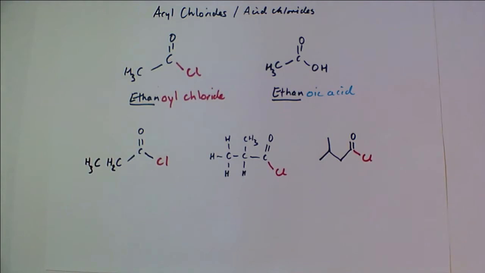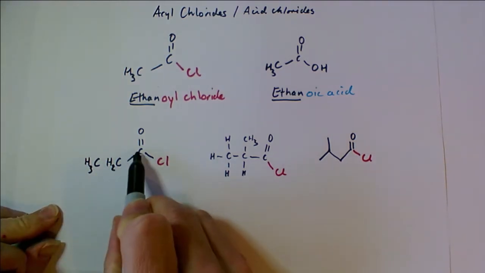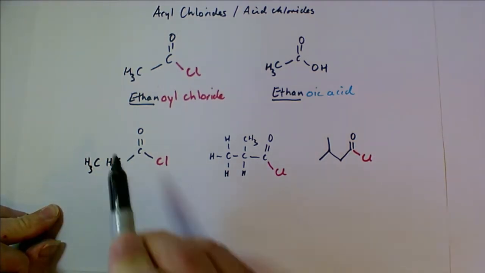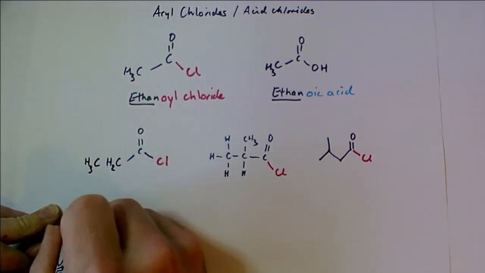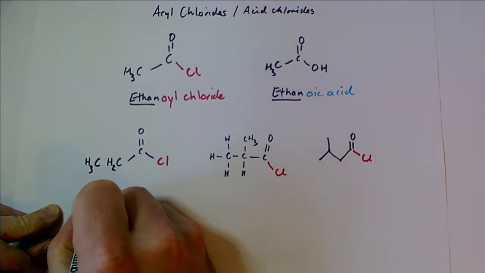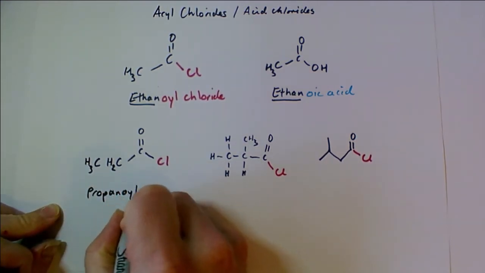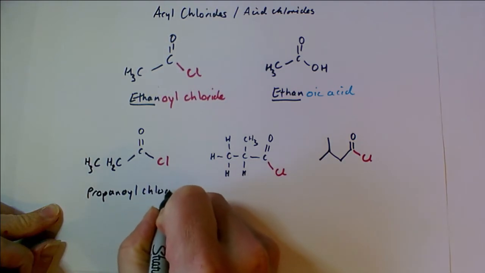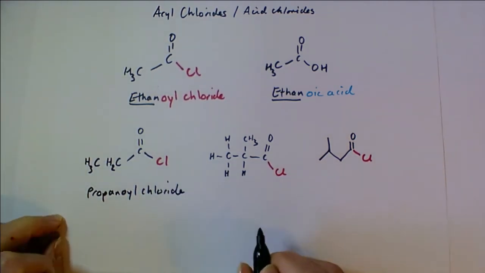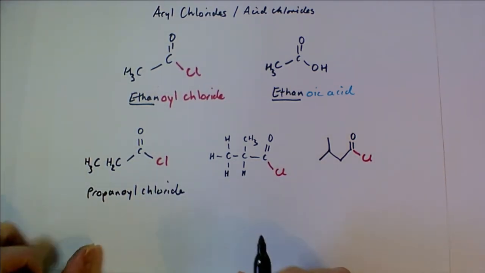And as if by magic, 3 molecules have just appeared. So let's go and have a little practice at naming these. Here I've got 1, 2, 3 carbons in a row. Then I've got my carbonyl. So this would be propan oyl chloride. Okay, so from propanoic acid we made propanoyl chloride.